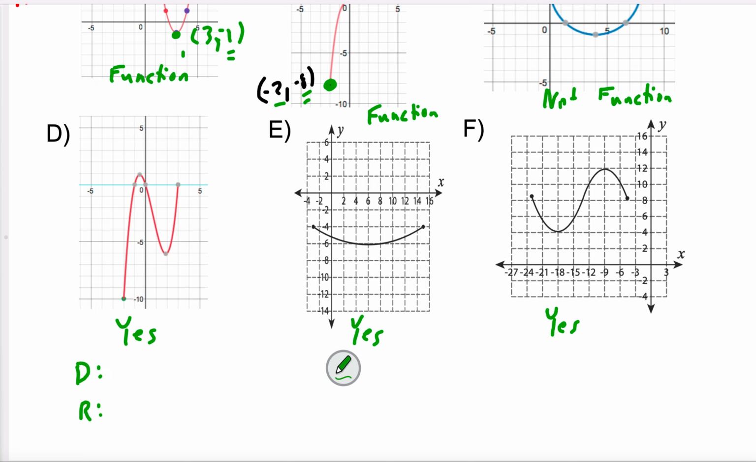All right, so our first one here, remember we're going to look left to right for domain. What's your leftmost point? Right here. What's my rightmost point? Right there. So let's name the ordered pairs here. This one here is sitting at -2, -10. And this one over here is sitting at 3, 0. So the leftmost x value there is -2. What's the rightmost x value? It's sitting over there at 3.